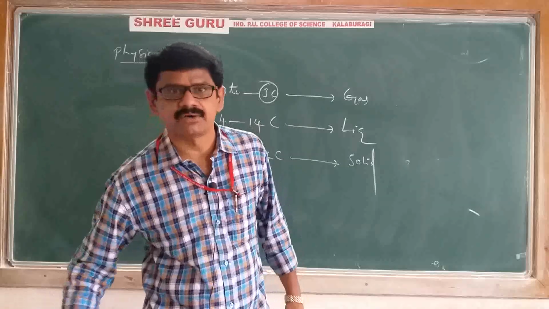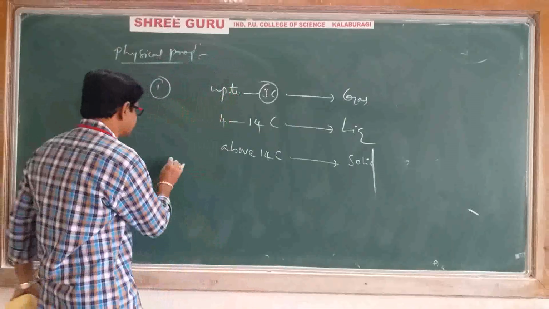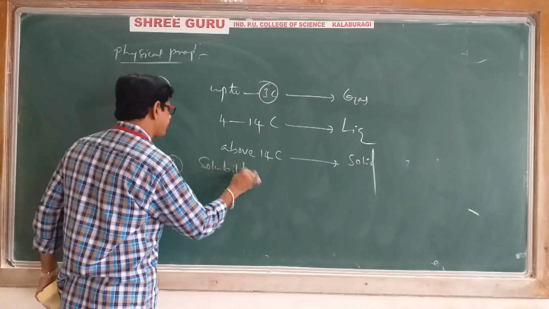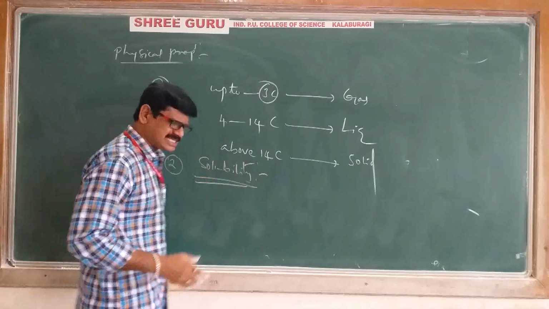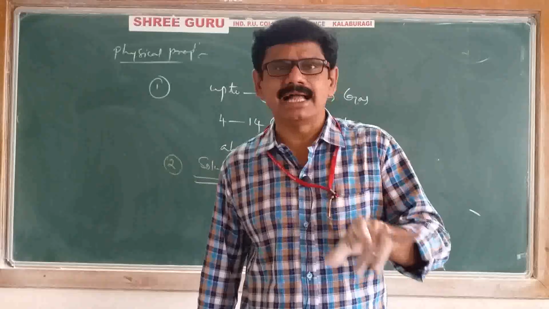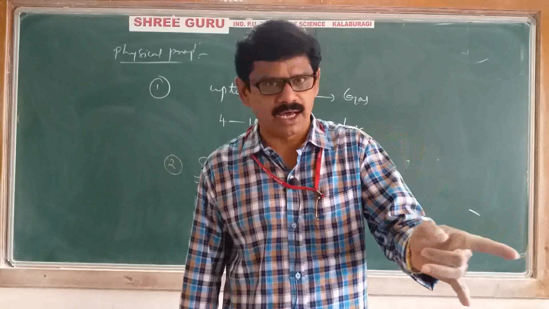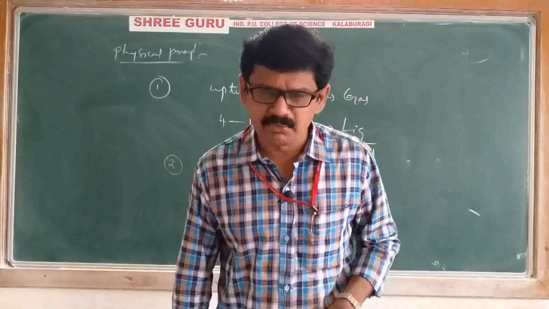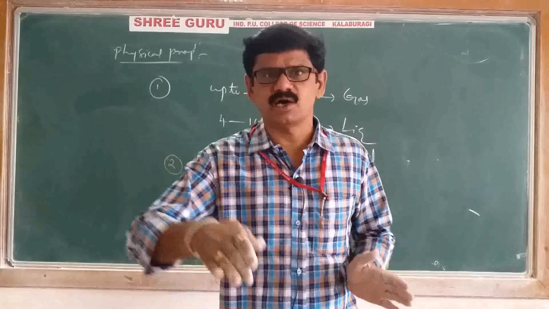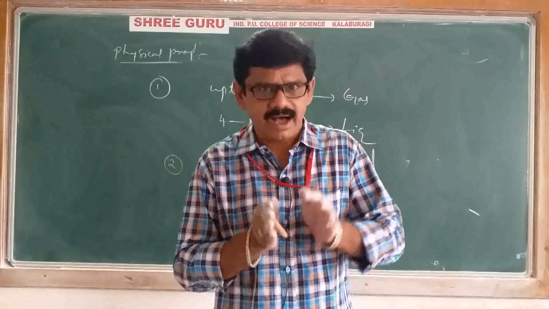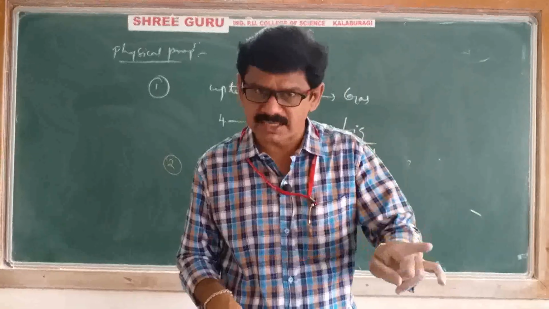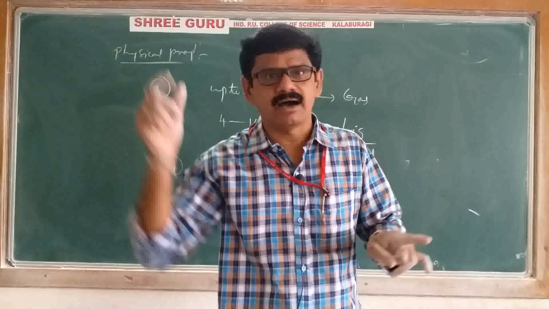Next we'll discuss solubility. Second one is solubility. Solubility is also quite similar to alkanes. Alkenes also being non-polar, they are not soluble in water. They are soluble in organic solvents. Alkenes, being non-polar, are not soluble in water, but they are soluble in organic solvents.